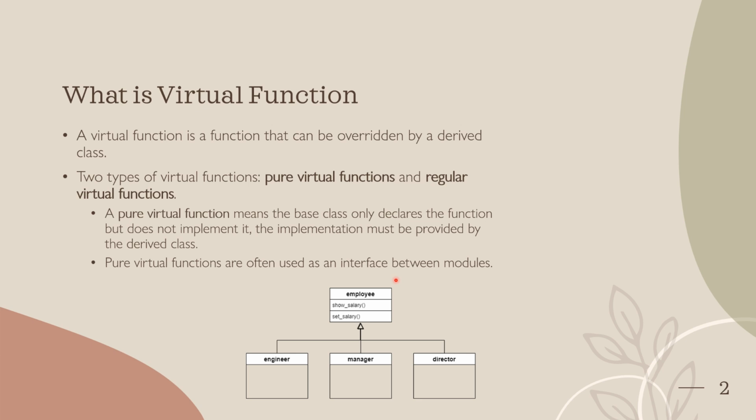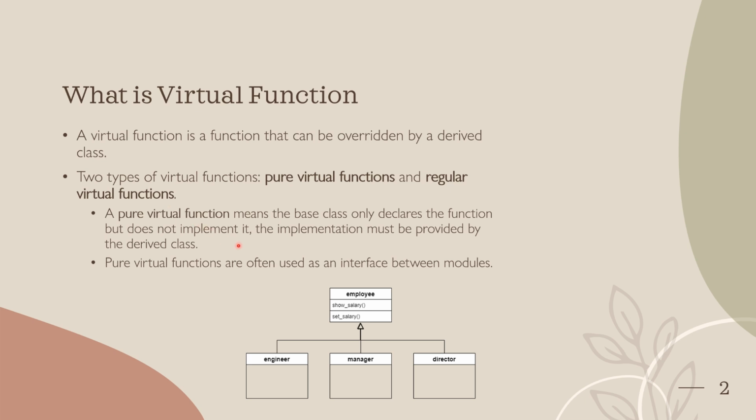We know that a derived class can directly call public methods from its base class. For example, show salary and set salary. But when you want these methods to behave differently from the base versions, you might consider designing it as a virtual function. Okay? And virtual functions come in two types: pure virtual functions and regular virtual functions.